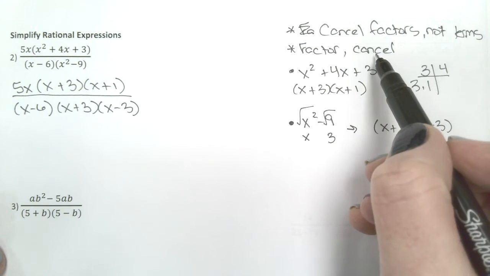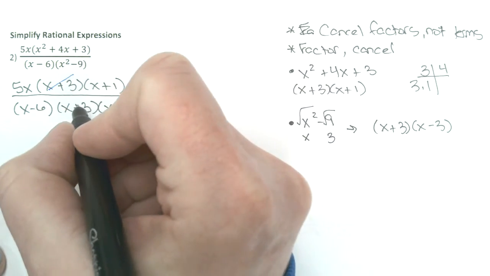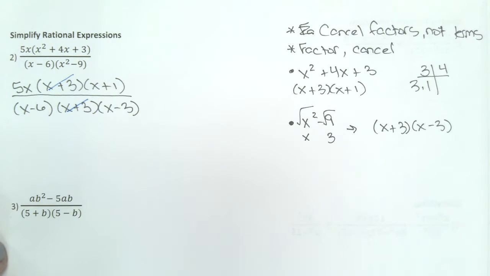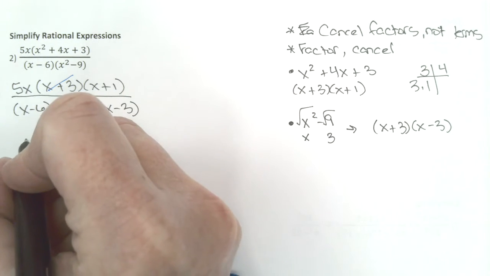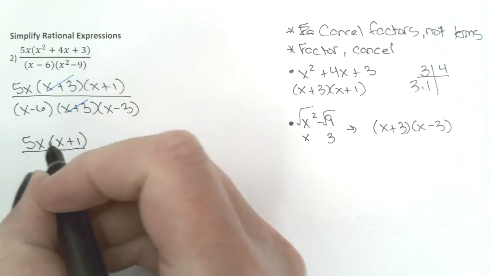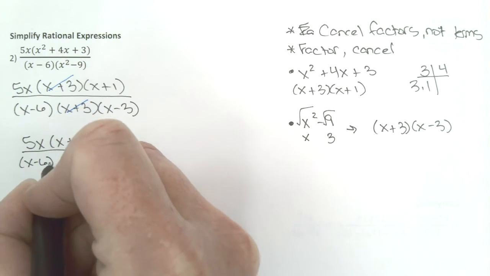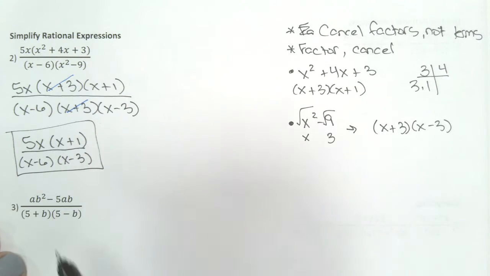Now, once I've factored, I can cancel my factors. So this x plus 3 on top cancels the x plus 3 on bottom. And it looks like that is the only thing that cancels out on the top and bottom. And then I'm just going to rewrite it. 5x times x plus 1 over x minus 6, x minus 3. If you don't have any of the same factors on the top and bottom, you can't do anything else, so then we're just done.